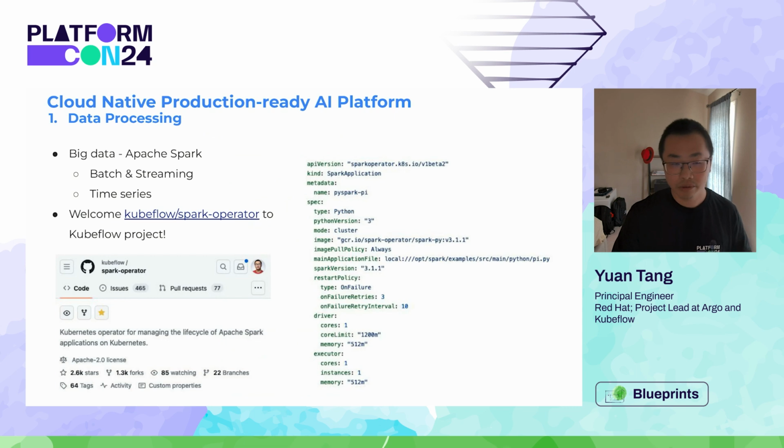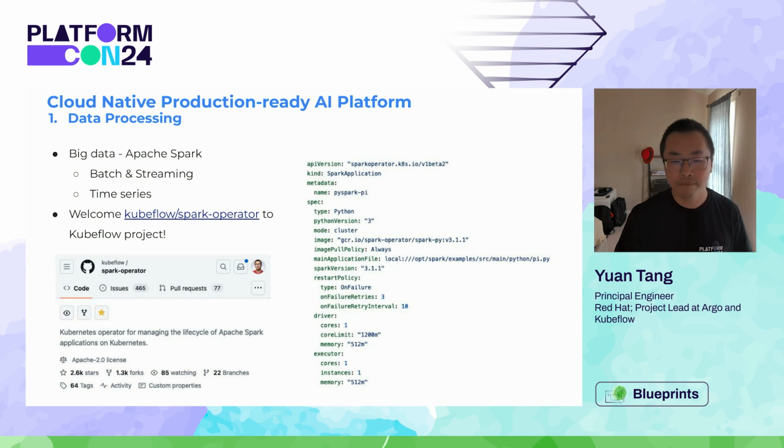The first component in a cloud-native AI platform is usually the data processing component. And here we are only focusing on big data technologies because those can fully leverage the distributed computing power of Kubernetes. Apache Spark is one of the example technologies that we are using here, and it supports both batch and streaming and time series. And we'd also like to welcome the Spark operator to join Kubeflow as a sub-project.